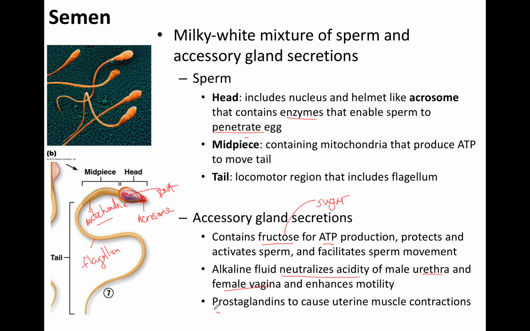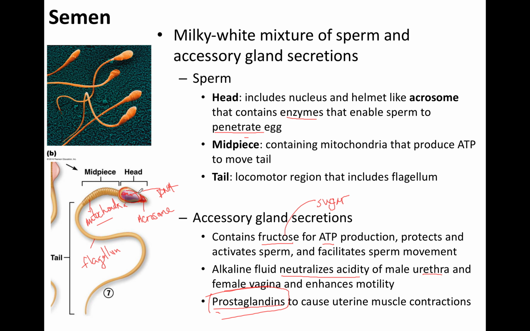Finally, our prostaglandins. Prostaglandins actually help with uterine contractions. I know there's this old wives' tale that women who are pregnant and want to make sure they give birth sooner rather than later are told to go home and have sex. But it actually is true, because sperm has those prostaglandins that cause the uterus muscles to contract.